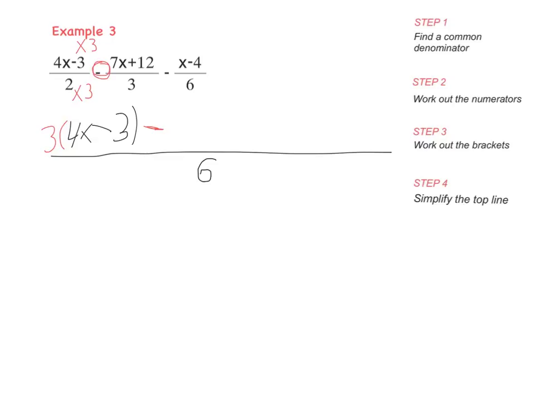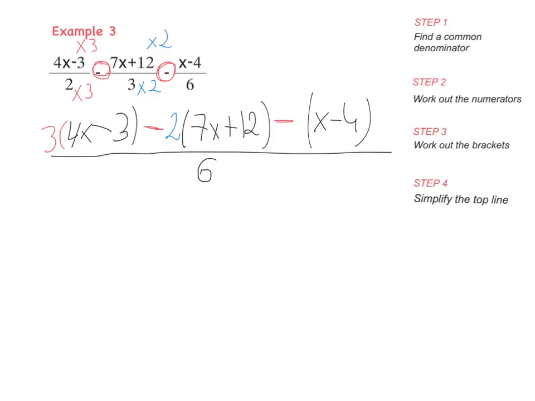And then what did we do to 3 to get 6? So we had to multiply it by 2 this time, and we need to multiply by 2 the top. So 2 multiplied by 7x plus 12, and again minus, so minus, and the last fraction has 6 as a denominator, so nothing changes, so we leave it as it is. So just x minus 4, and we can use bracket in here as well.